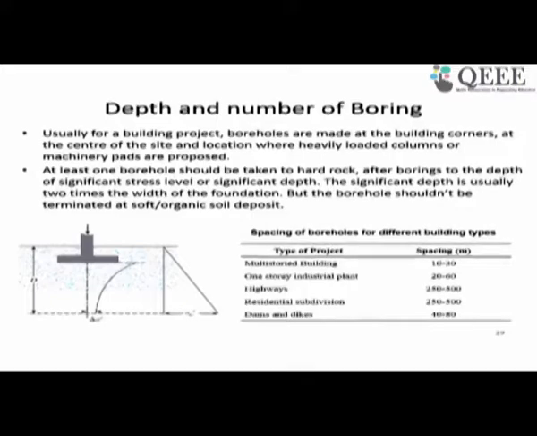And again, spacing depends on what kind of structure it is. For a multi-storied building, spacing can be 10 to 30 meters. For a small 1-story building, it can be 20 to 60 meters. For a highway, where loading is not that significant, you may have a spacing of 250 to 500 meters. And then we have residential subdivisions, where you can also have a spacing of 250 to 500 meters.